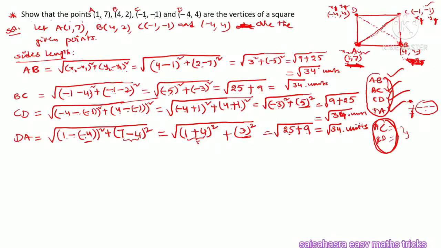AC length as well as BD length we want. AC means the distance between A point and C point. BD means the distance between B point and D point. So now we are finding diagonals. The first diagonal is AC, that means the A to C distance.